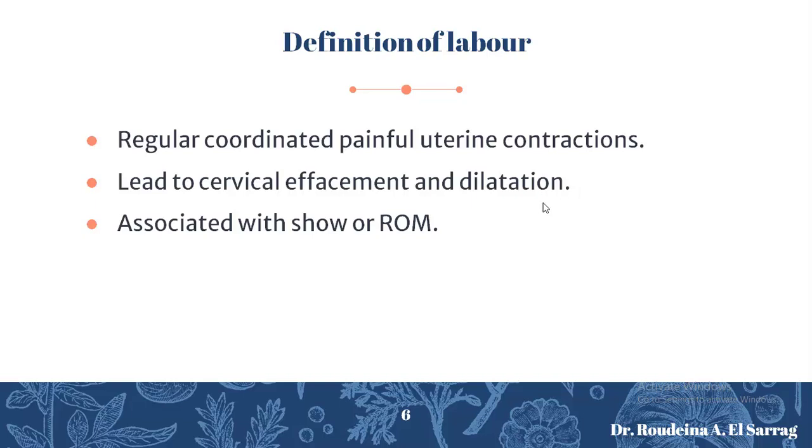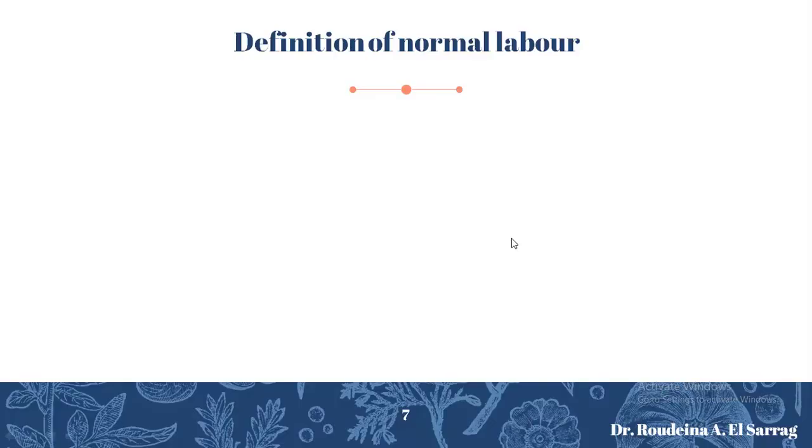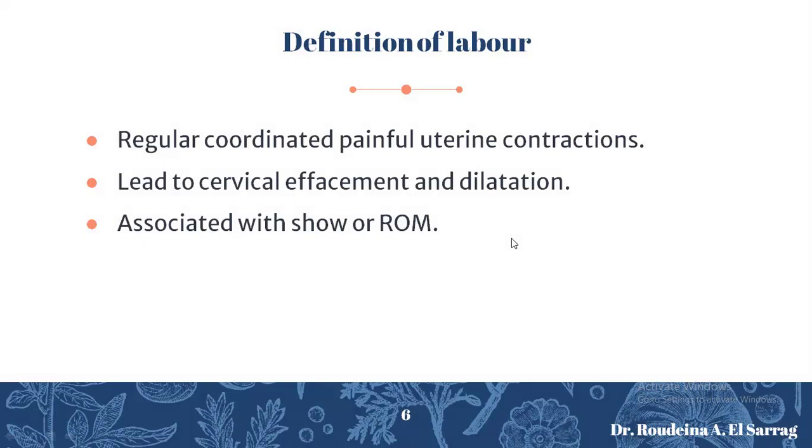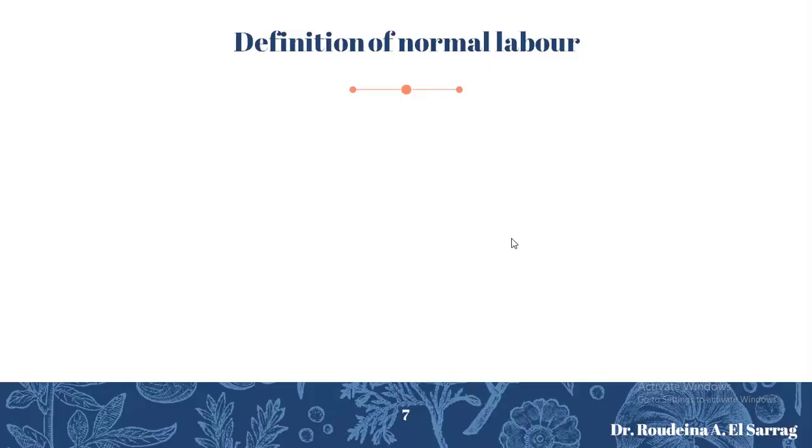And do you know what show is? Show is usually like a discharge. It can be blood stained or colored, and it's the plug that is closing off the os of the cervix from communicating between the uterus and the vagina. Alright, so that was the definition of labor.